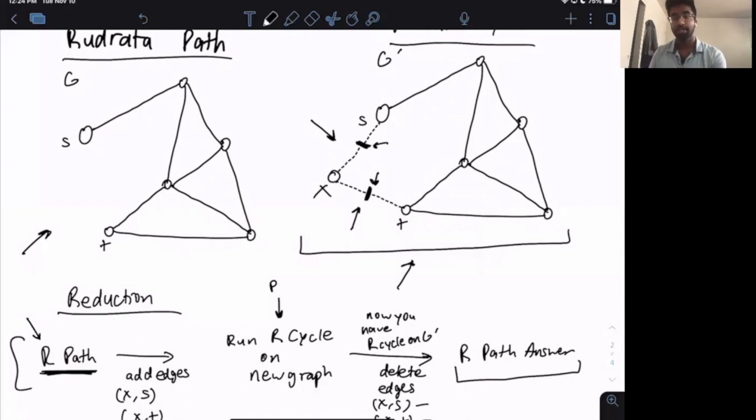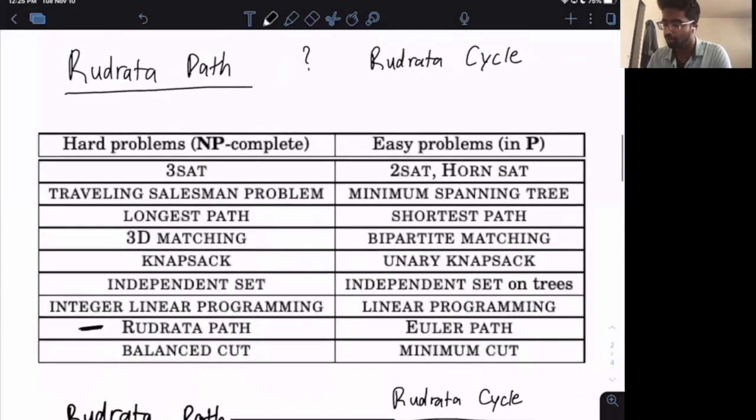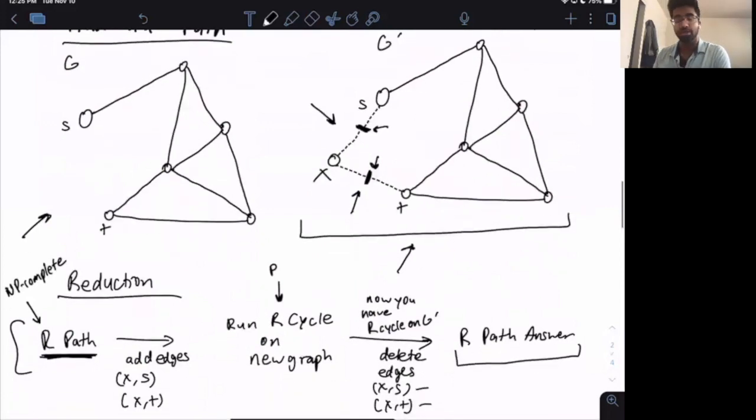Why is that? It's because of this reduction. If you reduce the Rajada path problem and you use Rajada cycle to solve it, and if Rajada cycle is just a polynomial time algorithm, that would also make the Rajada path problem polynomial time. So that means we know Rajada path is NP complete, again, from this table. So the Rajada cycle problem must be at least NP complete. There's no way it can be easier than NP complete.